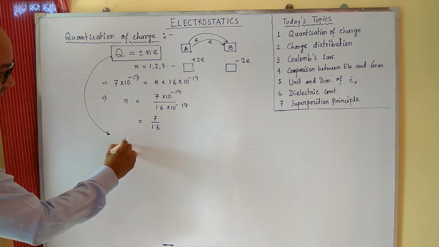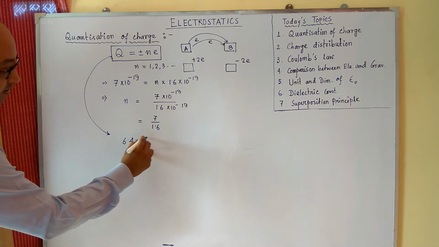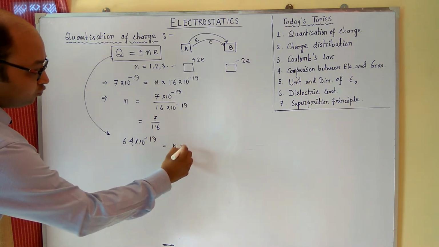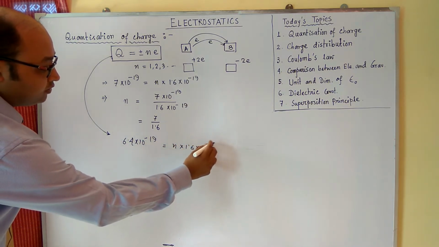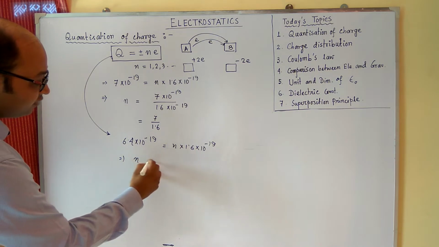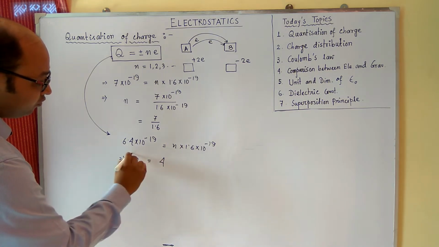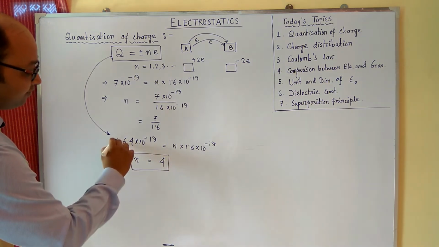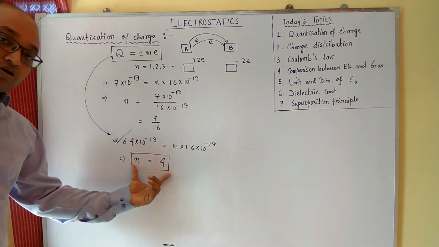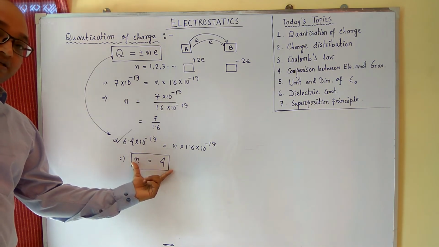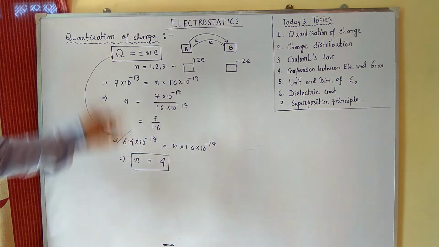What I will get? It is 6.4 into 10 to the power minus 19 is equal to n into 1.6 into 10 to the power minus 19. So the value of n becomes 4. That means this amount of charge can be given to this body because the value of n here is an integer. So this amount of charge can be given to this body.